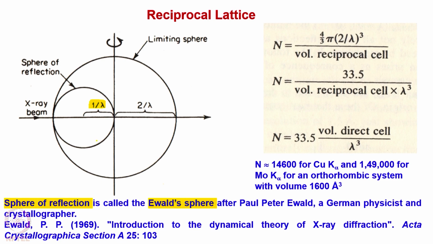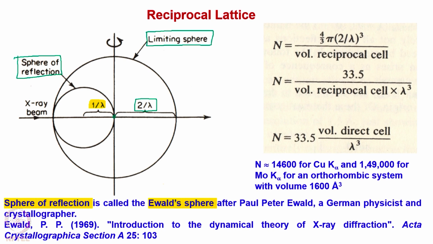we get a smaller sphere with radius 1 by lambda, and then with radius of 2 by lambda, which is the diameter of the smaller sphere, if we construct another sphere having the center at the point of intersection here, a sphere with radius 2 by lambda is called a larger sphere, and this larger sphere is called the limiting sphere, and the smaller sphere with radius 1 by lambda is called the sphere of reflection.